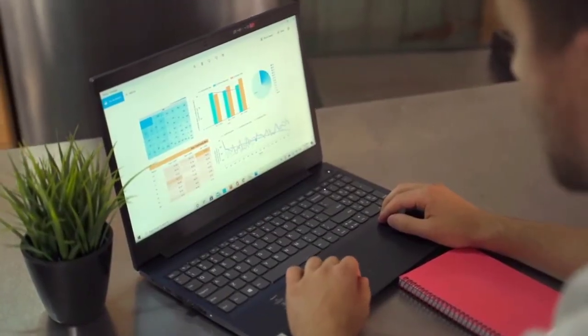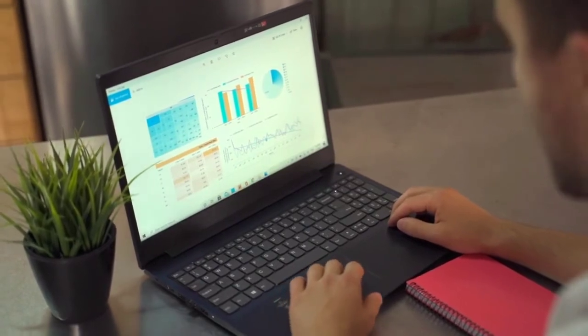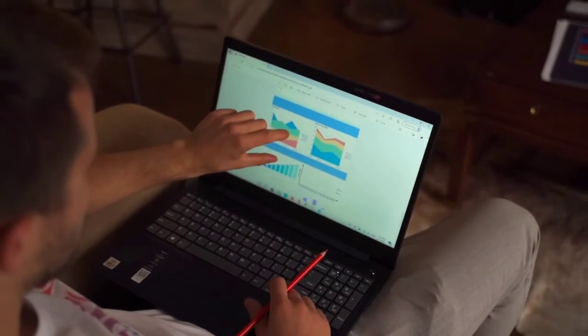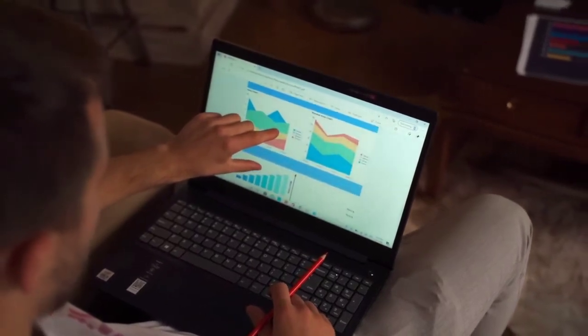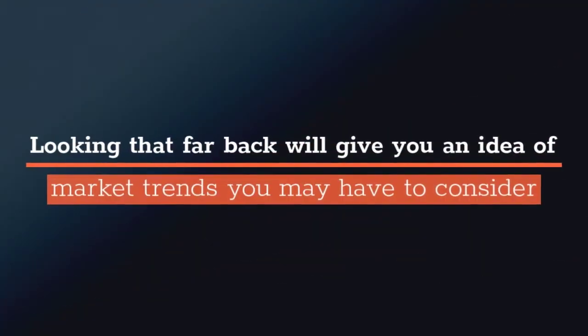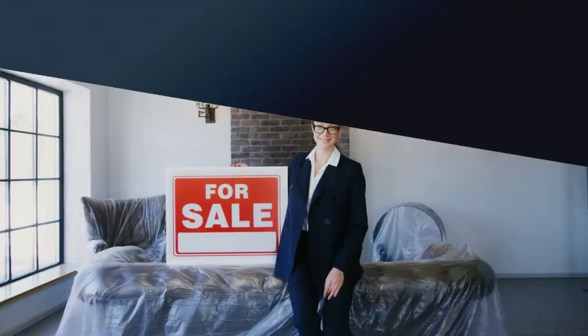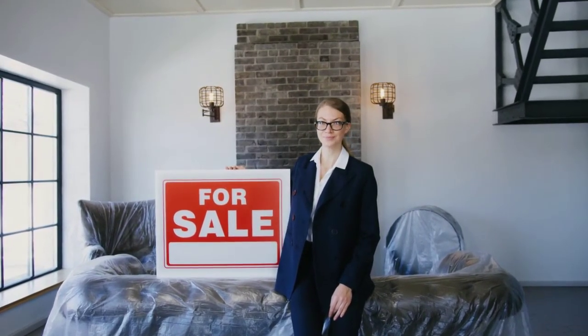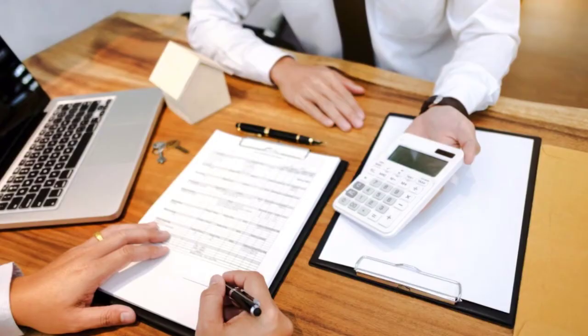The main thing to do is research price points on your street and local area from the present all the way back to 2 to 3 years ago, and where the current market stands in the past 30 days. Looking that far back will give you an idea of market trends that you need to consider, including patterns over seasons that may affect when you should put your property out for sale.